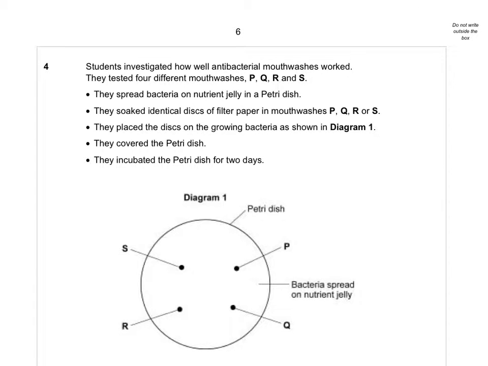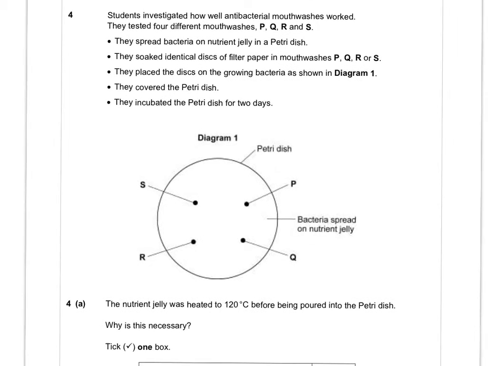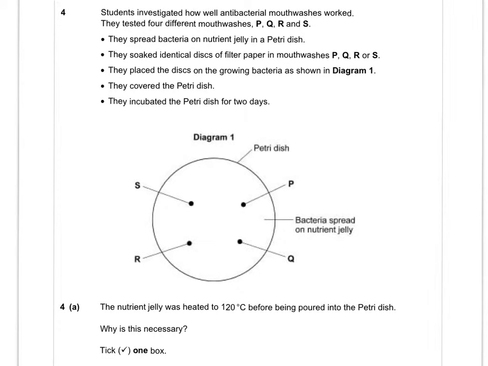Question 4. Students investigated how well antibacterial mouthwashes worked. They tested 4 mouthwashes, P, Q, R and S. They spread bacteria on a nutrient jelly in a petri dish. They soaked identical discs of filter paper in mouthwashes P, Q, R and S. They placed the discs on the growing bacteria. They covered the petri dish and they incubated it for 2 days. So they're placing those different antibacterial discs onto different areas of the bacteria.